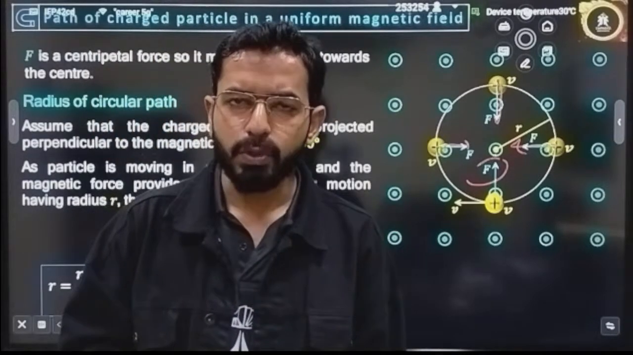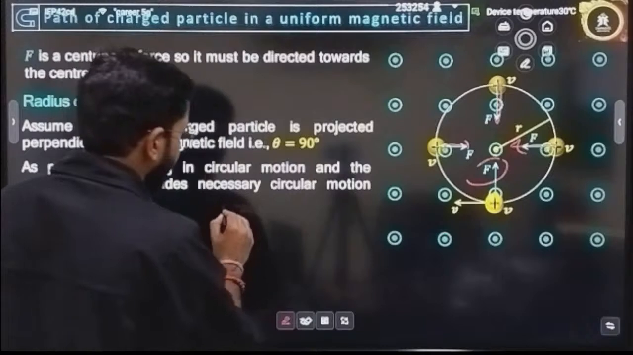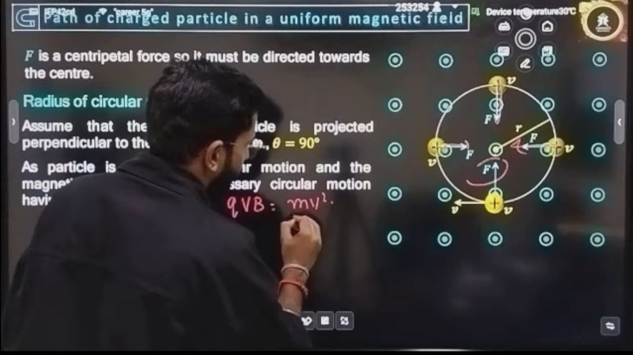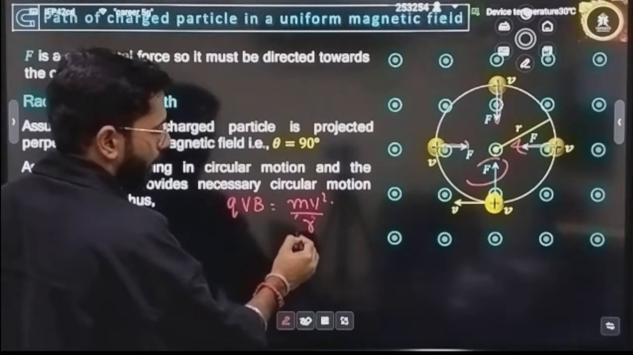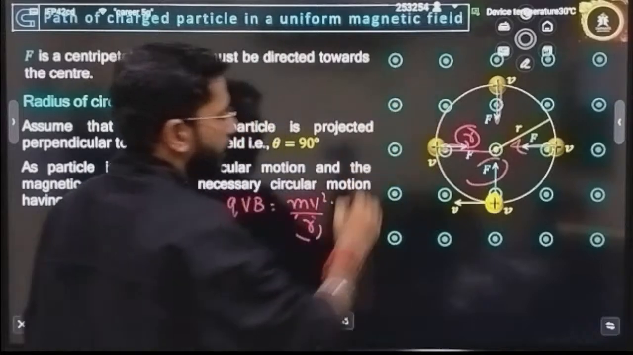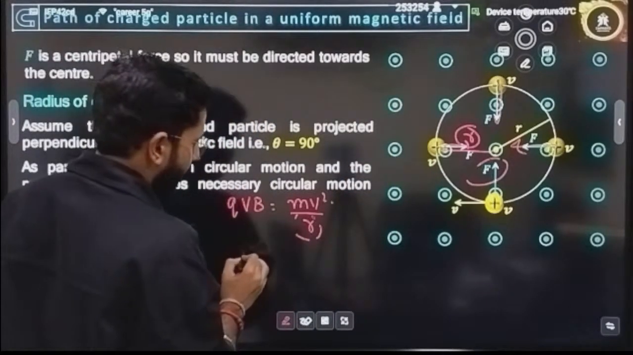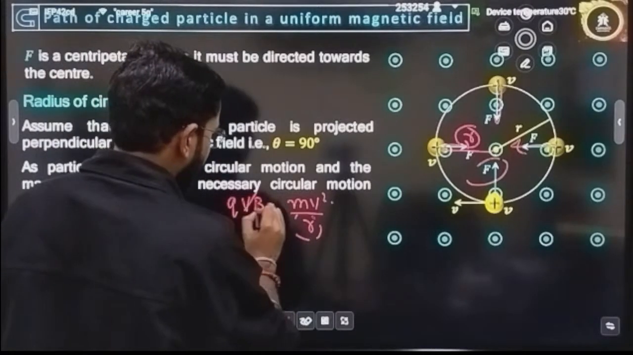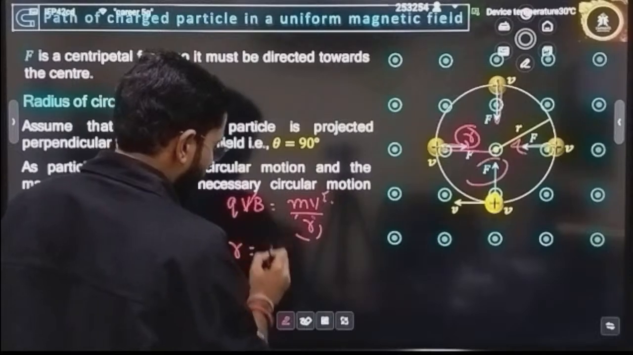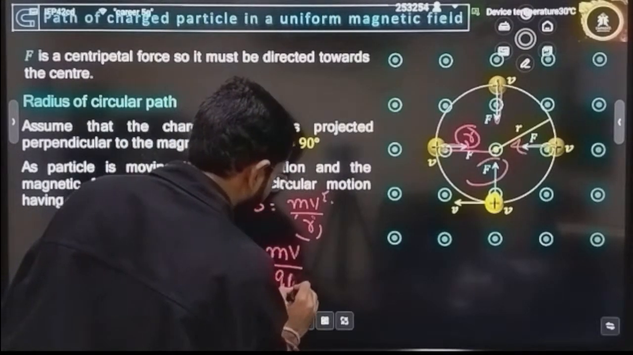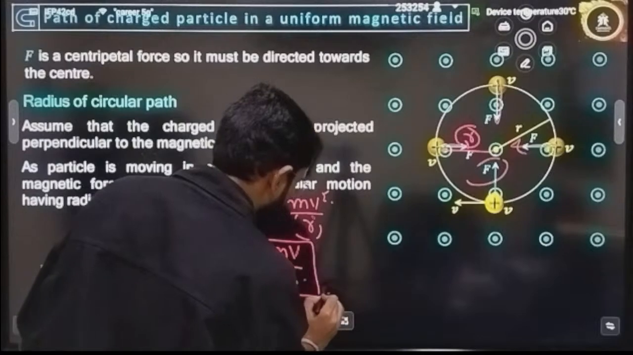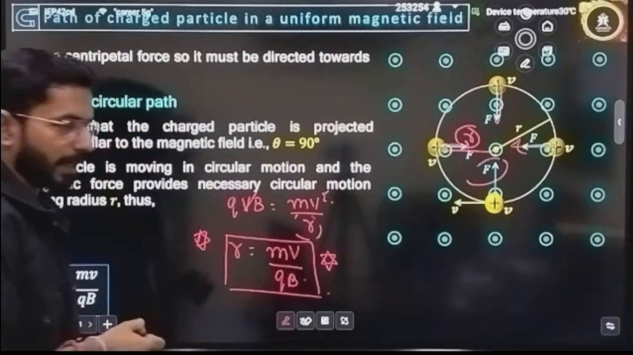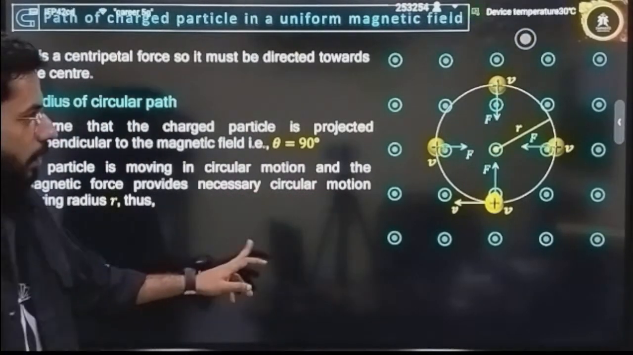So if it is going to perform a circular motion, what will I be writing? I will be writing that qvB, the magnetic force, is acting like the centripetal force. And what is centripetal force? Centripetal force is mv square by r. So from here, if I have to calculate the radius, that is one of the most important formulas. Radius, what will I be writing, students? r is equal to, is anything getting cancelled out? Yes, v and v square will simply get cancelled out. And what can you say about the radius? Radius can be written as mv divided by qB. This is what I can say about the radius. Correct now?